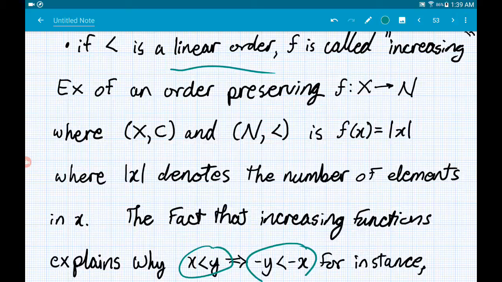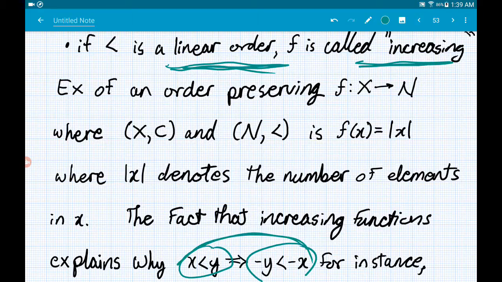So I think that's kind of worth thinking about, that this definition of an increasing function is defined in terms of preserving the less than relation, and it is kind of relevant to this fact that we all memorize blindly in high school, so that's kind of neat.